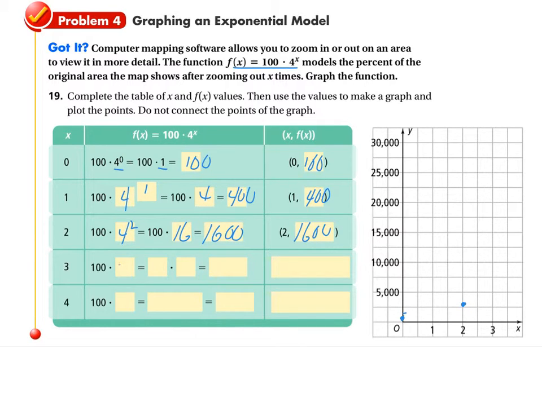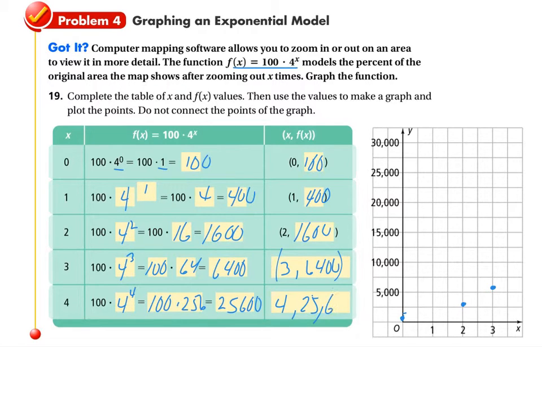When x is 3, it's 4 to the third. 4 to the third is 64, which is 6400 I need to plot. That makes my point, and 3, 6400 comes up to here. Now when it's the fourth, 4 to the fourth is going to be 256, so it's 25,600. So the point is 4, 25,600. And of course, at 4, we're up to right about here.